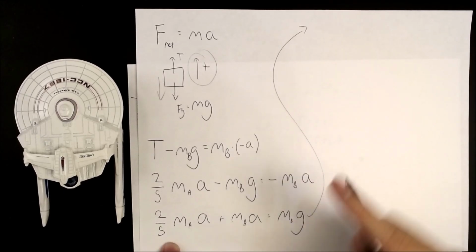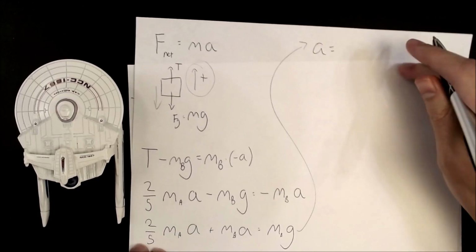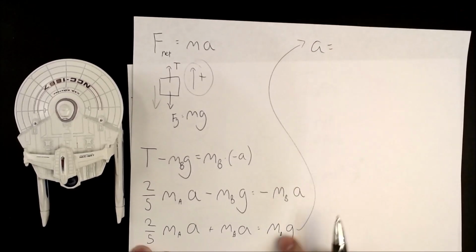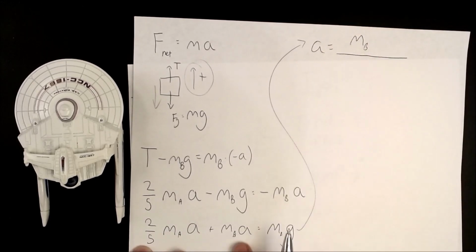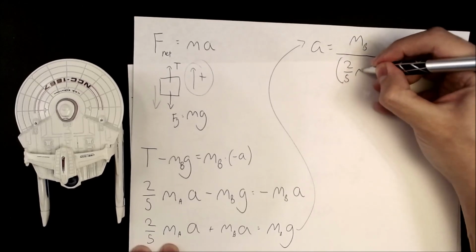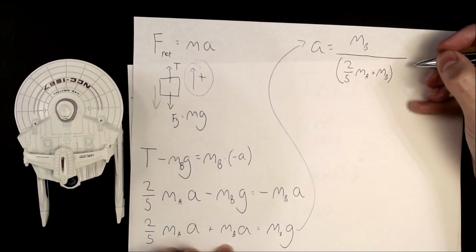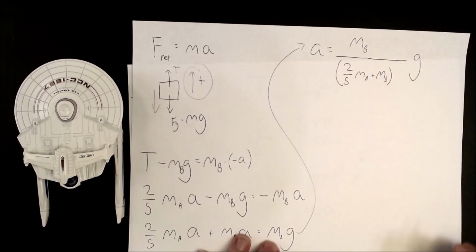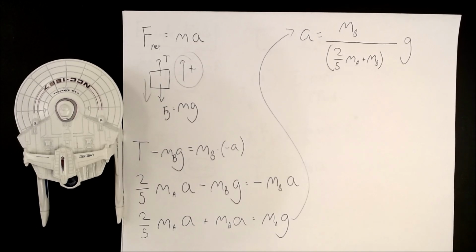Need to solve for A. A is going to equal MB over 2/5 MA plus MB, times G. Well, does this make sense?